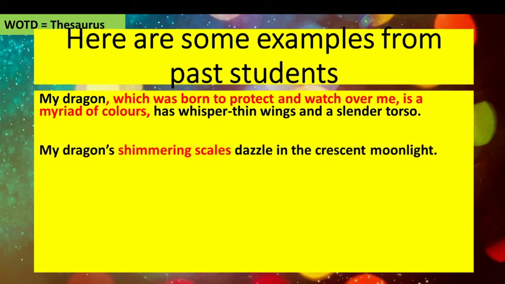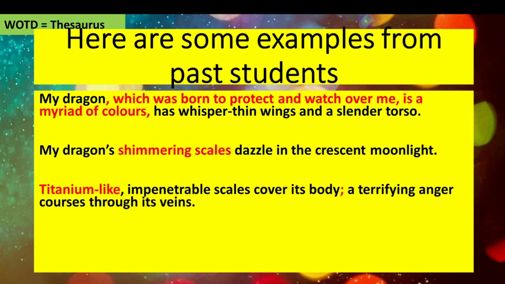Right, the next sentence we have includes a bit of figurative language. So we've got, my dragon's shimmering scales dazzle in the crescent moonlight. Shimmering scales is a type of alliteration. You will also see that I've used an apostrophe in dragon's because those shimmering scales belong to the dragon. I keep saying I, these are students, so these are not my examples. I apologise if I keep saying I.